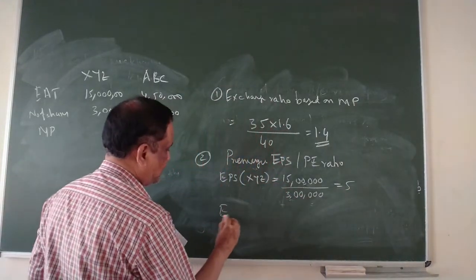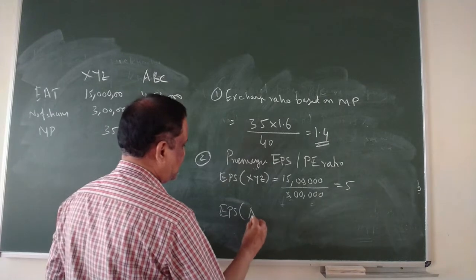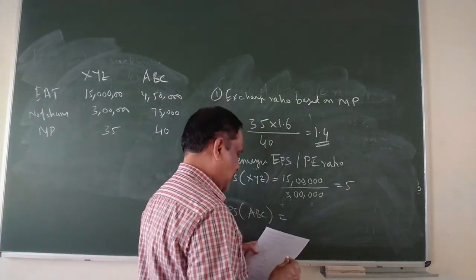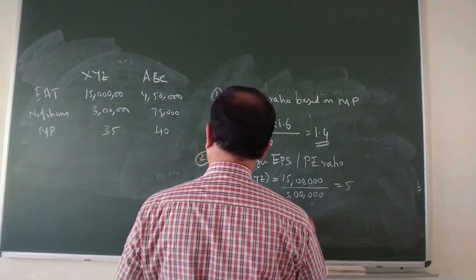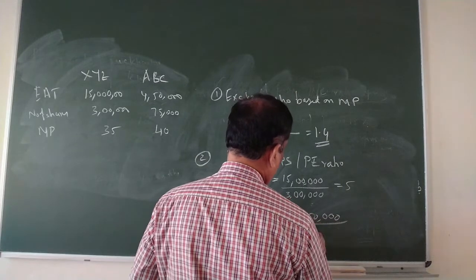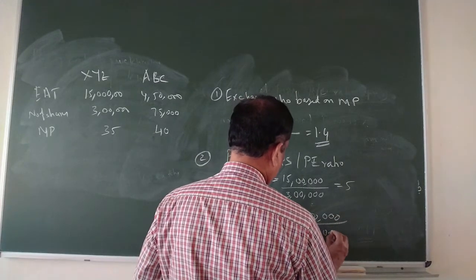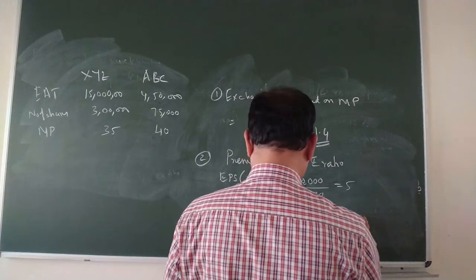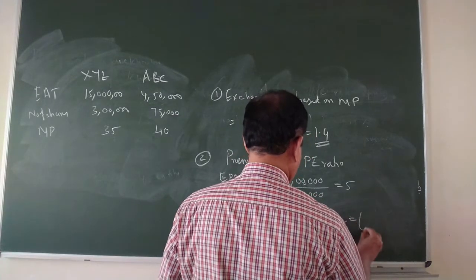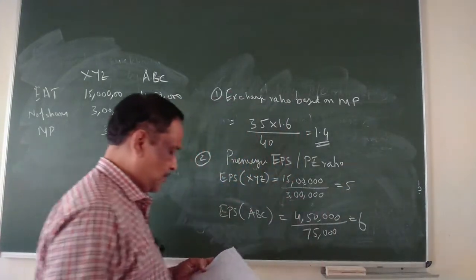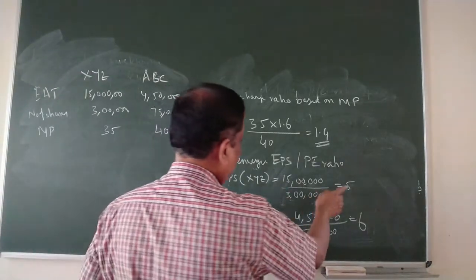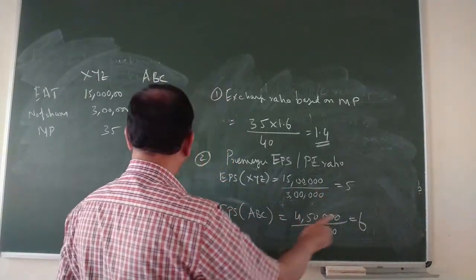EPS of ABC will be 4,50,000 divided by 75,000. That will be 6. 4,50,000 by 75,000, that will be 6. EPS of XYZ is 5, EPS of ABC is 6.